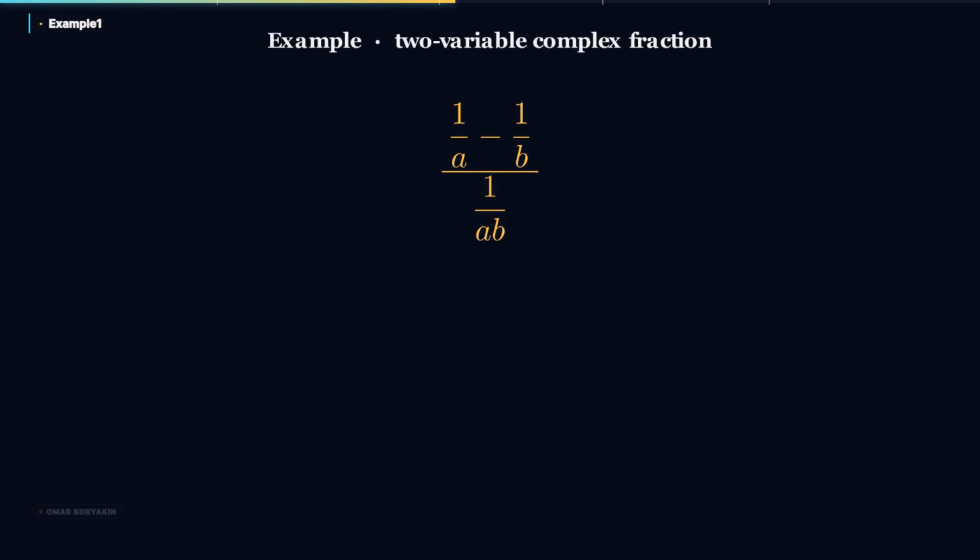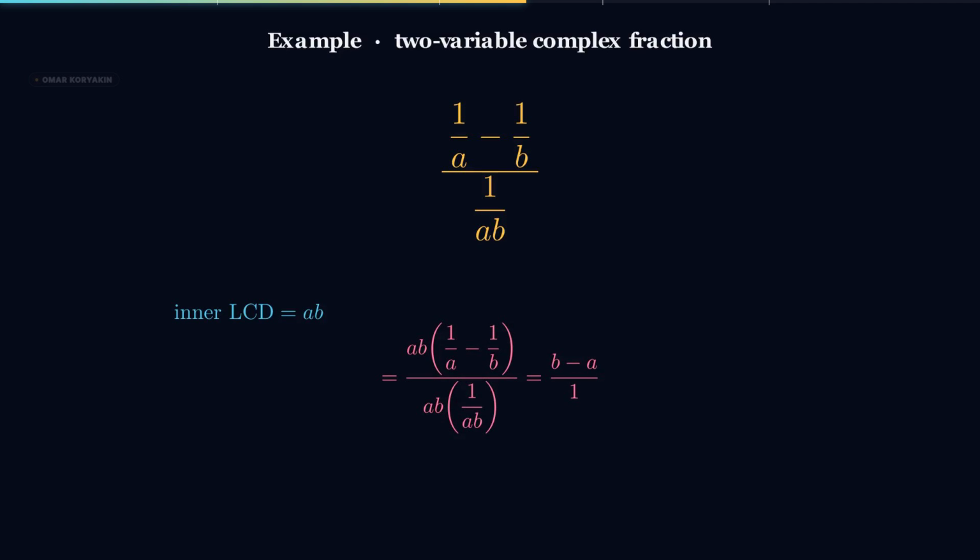Example 1. Simplify the complex fraction whose numerator is 1 over a minus 1 over b, and whose denominator is 1 over a b. The inner denominators are a, b, and a b. The LCD is a b, since a divides a b and b divides a b. So the inner LCD is just a b. Multiply outer numerator and denominator by a b.